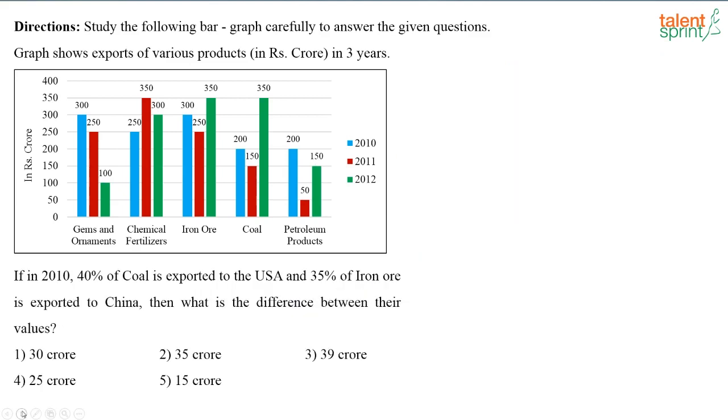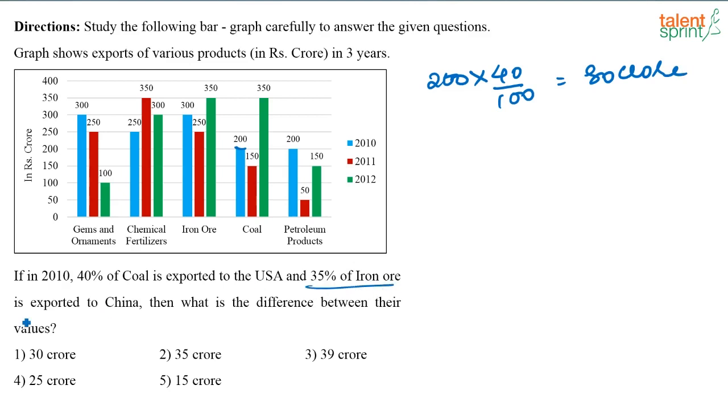Try this one now. So what's the answer that you get? 25 crore. Okay. If in 2010 40% coal is exported to USA, so how much coal is exported in 2010? Totally 200 crores worth coal is exported. Out of this 200 crores worth coal, 40% is exported to USA. So how much is exported to USA? 80 crore worth coal is exported to USA.